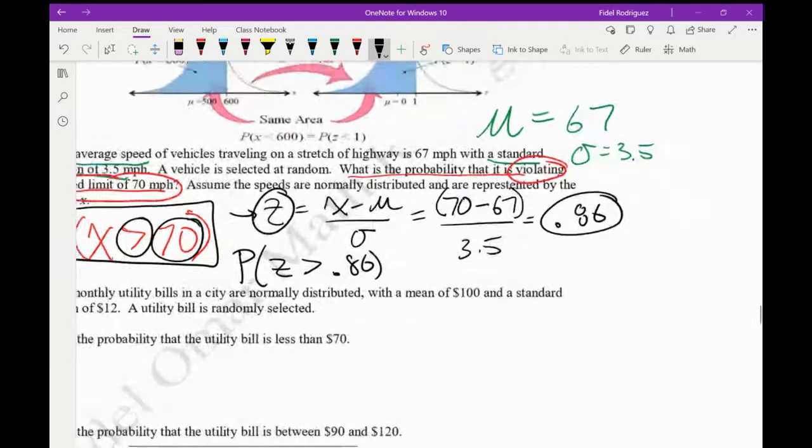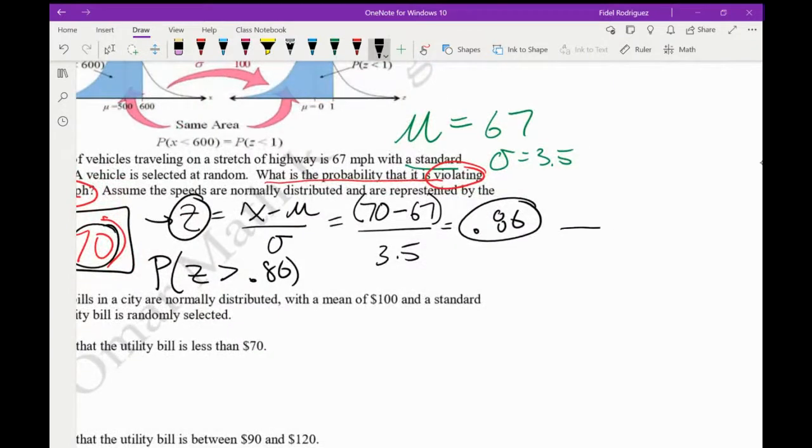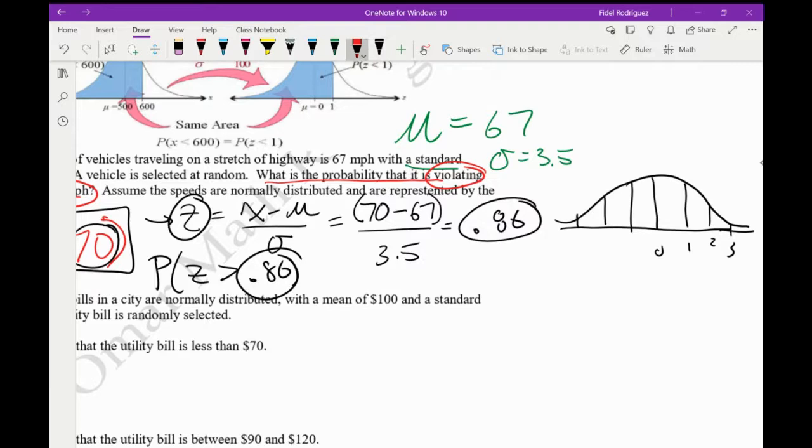Now, I'm going to draw a picture so that we can get an idea of what that means. So here's my normal curve. Here's 0, here's 1, here's 2, here's 3, -1, -2, -3. I'm looking for the number 0.86. Well, 0.86 is going to be close to 1, but not quite there yet. And because I'm looking for bigger than that, I'm going to be shading all the way to the right. So this number right here is 0.86.